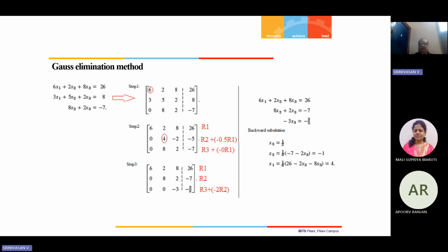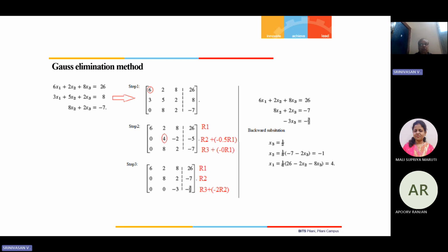So here, of course, this author has written that way. The new R2 is obtained by taking the existing R2 minus 0.5 times R1. That is, we are subtracting R1 multiplied by 0.5, or half. So what is happening? 3 minus 6 into half: 3 minus 3, 0. 5 minus 2 into half: 5 minus 1, 4. 2 minus 8 into half: 2 minus 4, minus 2.